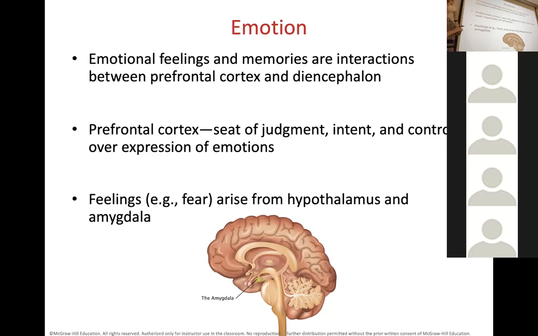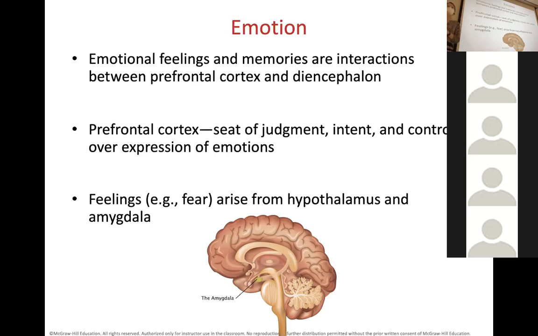Emotional feelings and then the expressions of those emotions are basically controlled in the prefrontal cortex and then the diencephalon of the brain. So we've talked about the diencephalon. That includes the hypothalamus, the thalamus, the epithalamus, kind of right in the middle of the head. The prefrontal cortex is basically the very front of the brain. So right below your forehead or just deep to your forehead is going to be the prefrontal cortex of the cerebrum. This is where you make all of your judgments from, where you control the expression of your emotions.